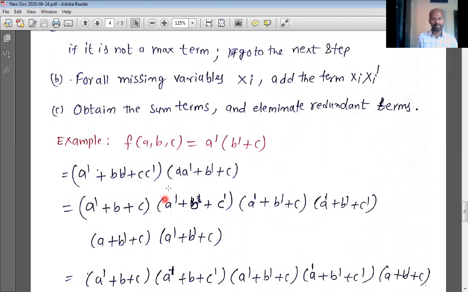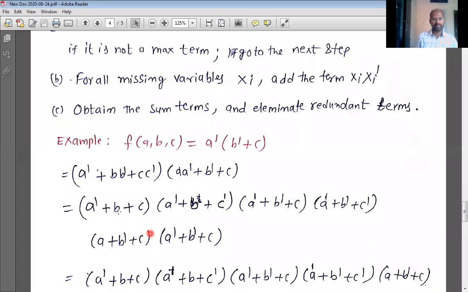One term, consider a plus b bar plus c, that is this one. Next one is, we have used a, let's use a bar plus b bar plus c. See, if we multiply a plus b bar plus c and a bar plus b bar plus c, we get back this one. If you want, you can prove it. It is very simple to prove.